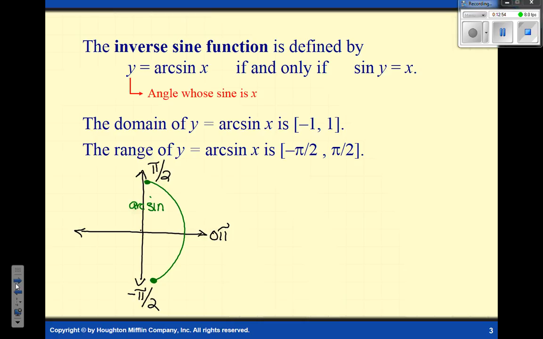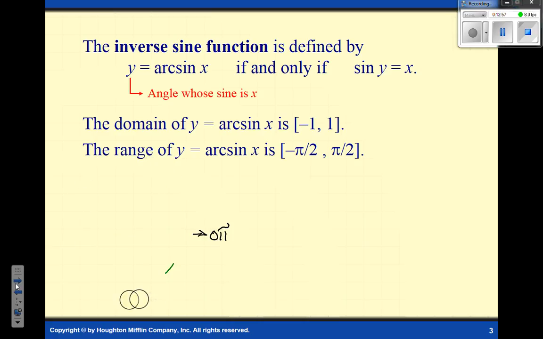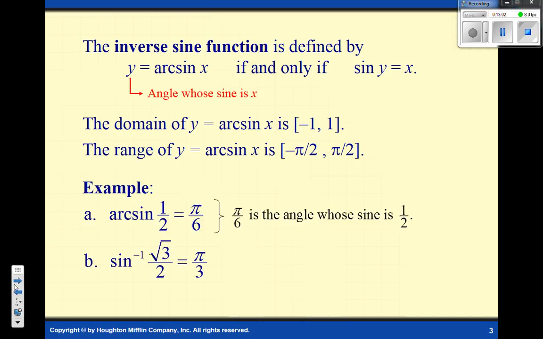Okay, let's try some examples. Two examples. The first one, and I want you to write how you say this, like the translation of this. I know that if I read it, it says arc sine 1/2 equals pi over 6. Here's what that says. What angle on the unit circle has a sine ratio of 1/2?